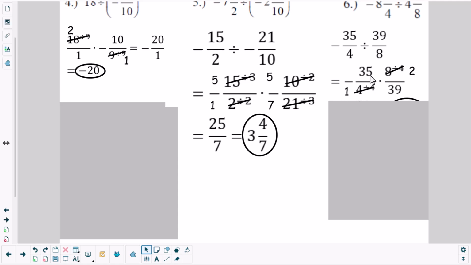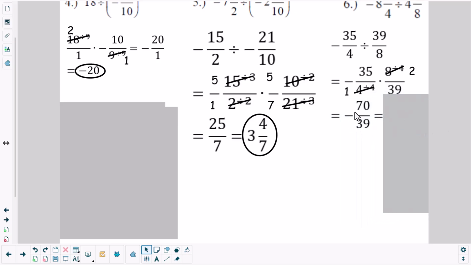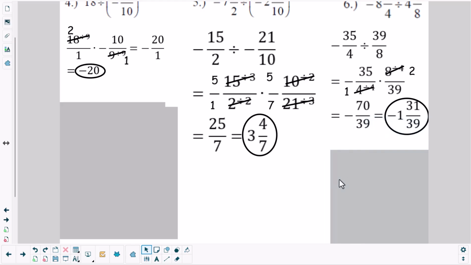Now our math isn't super easy here. We've got 35 times 2. That's going to get us 70, and 1 times 39 is going to get us just 39. So we have negative 70/39. Now 39 is not going to go into 70 more than one time. And our answer is negative here because we had one negative. To get the remainder that's left, you'll have to subtract these. You could do that mentally, or you can also show the work, but 39 plus 1 gets us to 40. 40 to 70 is another 30, so this will be negative 1 and 31/39.